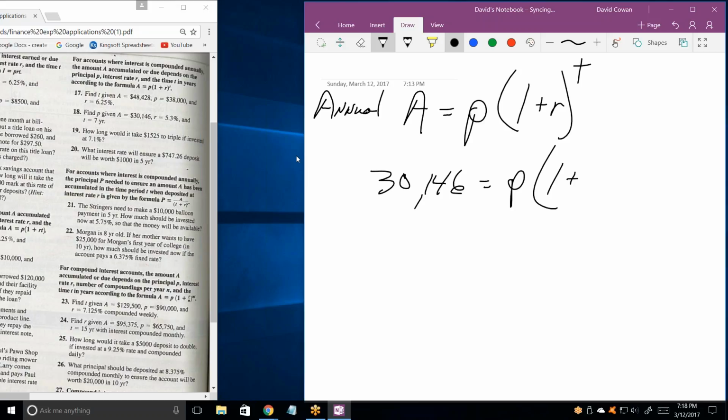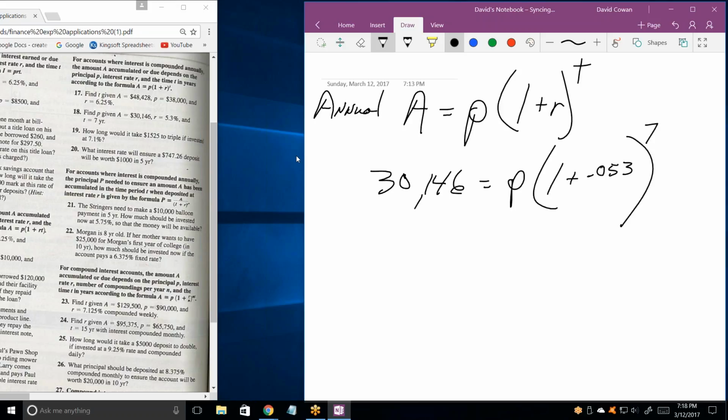I guess I shouldn't say you can't. I mean, I could write an equation that uses a percentage sign, but you always want to convert percentages to numbers. So it's 0.053. That's being added to 1. That's not an exponent. And then t is 7.